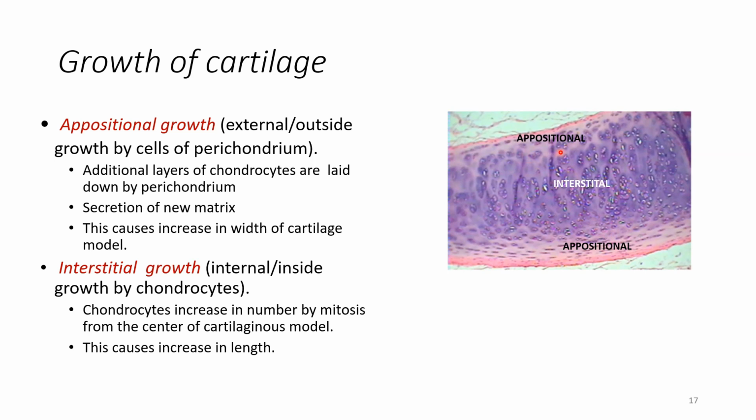Appositional growth is growth from outside by cells of the perichondrium. Additional layers of chondrocytes are laid down by the perichondrium, and that will secrete the new matrix, and this causes an increase in the width of the cartilage model. The interstitial growth, or the internal growth, is by chondrocytes that increase in number by mitosis from the center of the cartilaginous model. This causes an increase in its length.